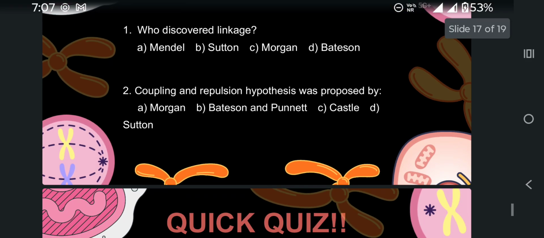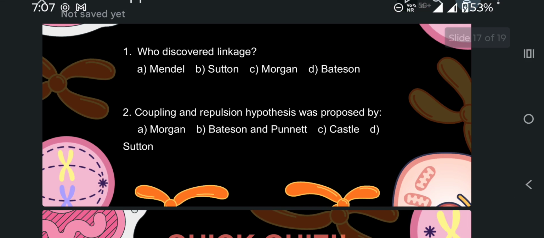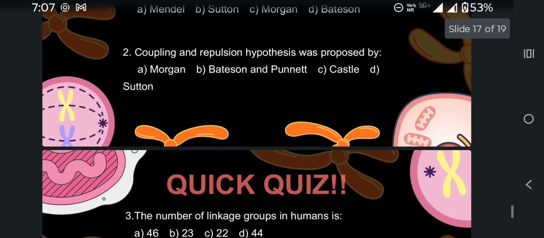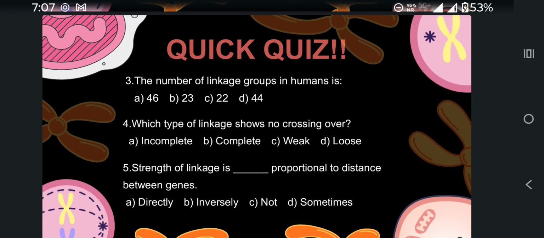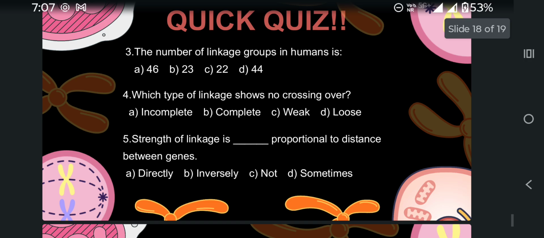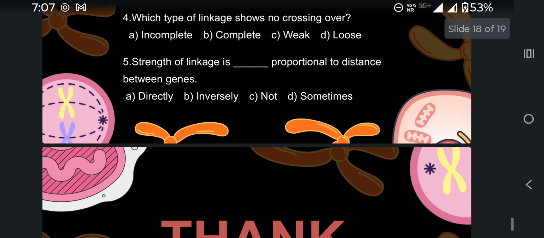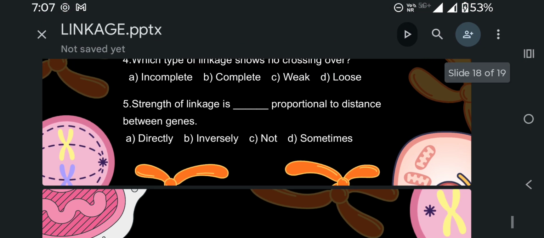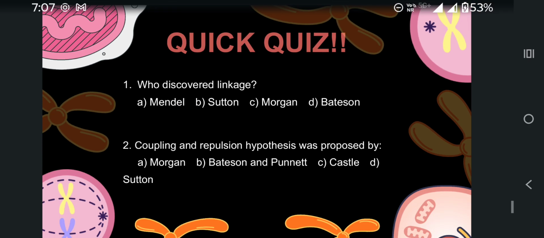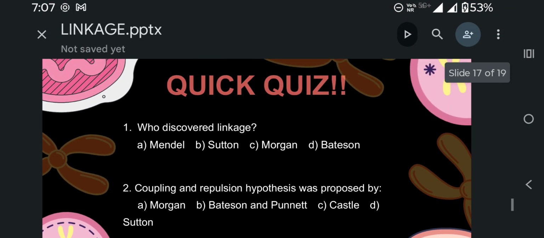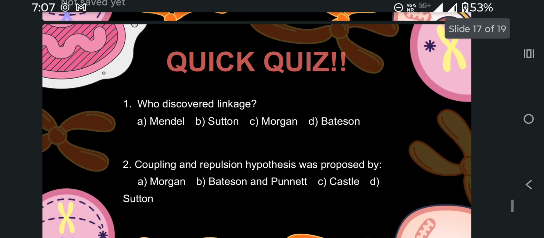So you can just solve these questions. Who discovered linkage? Coupling and repulsion hypotheses were proposed by whom? The number of linkage groups in humans is how many? Which type of linkage shows no crossing over? And the strength of linkage is dash, that is proportional to the distance between the genes. You can solve these questions after going through this presentation and understanding the concept of linkage.